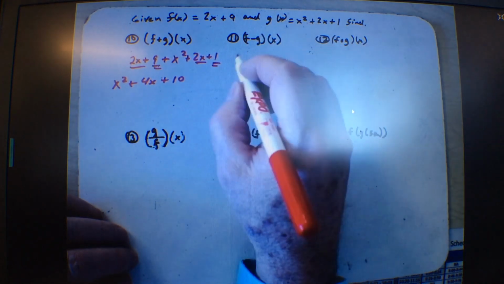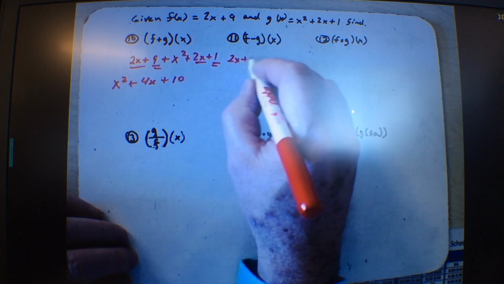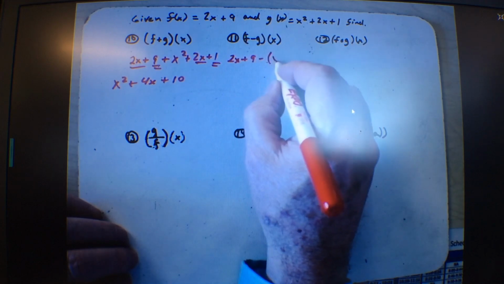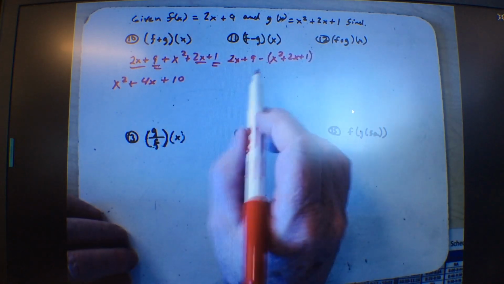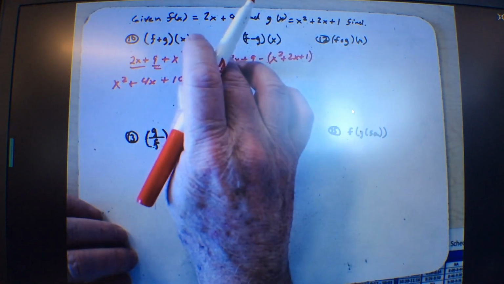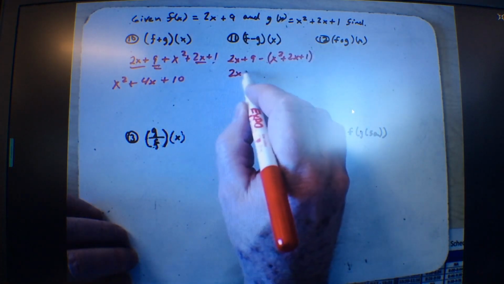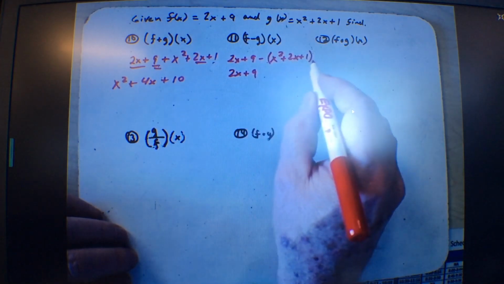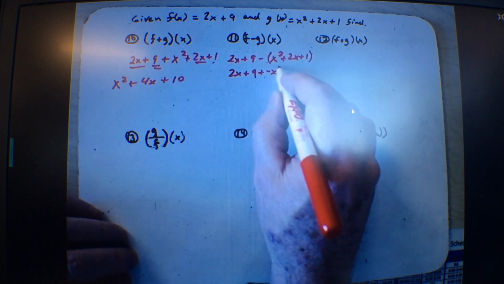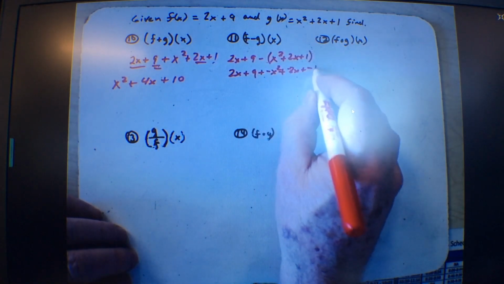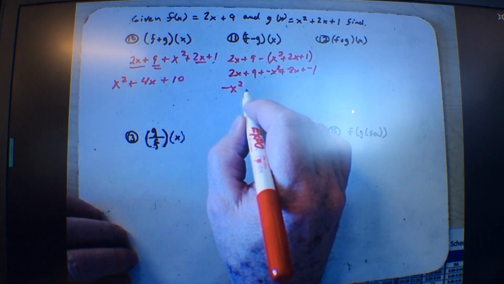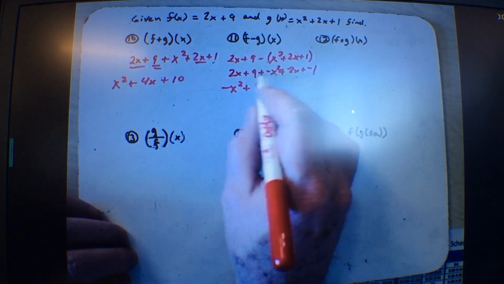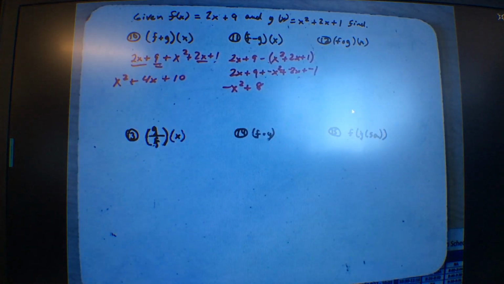Now this one, f minus g, right? So I have 2x plus 9, subtract the quantity. This is the biggest mistake that is made on this particular problem, is we subtract the quantity, correct? So I have 2x plus 9, and then we bring that minus sign through everything. So it's plus a negative x squared, plus a negative 2x, plus a negative 1. So I have a negative x squared plus 8, because the 2x's cancel. Biggest mistake on that one, and I get a lot of that. It's not uncommon.